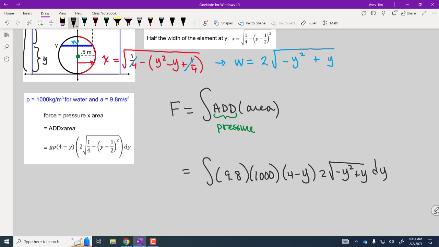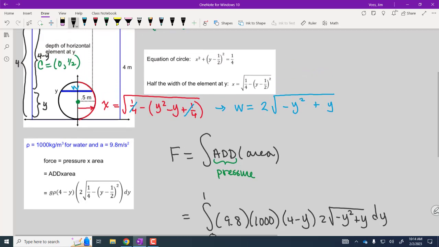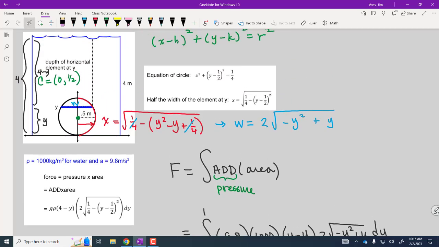And the limits of integration, 0 to 1. There are strips of water pressing on this window from 0 up to 1. The radius of the circle is 1/2. So the diameter of the circle is 1. So we have all these strips of water that have force. We're going to try to figure out the cumulative force.